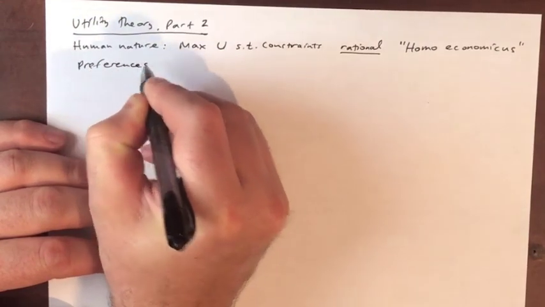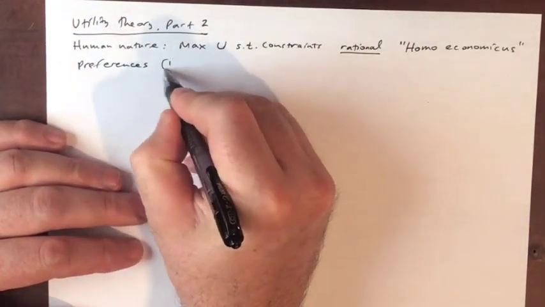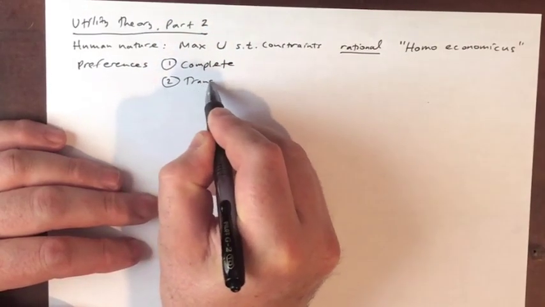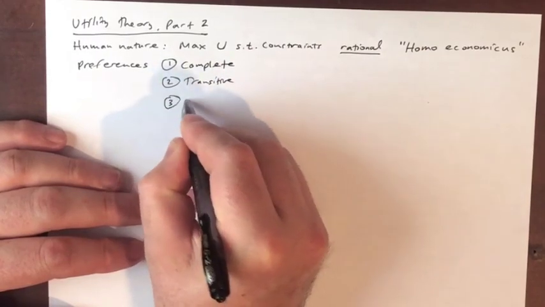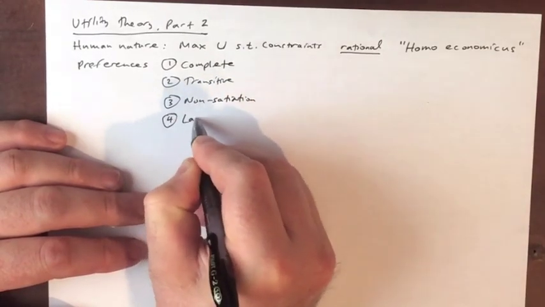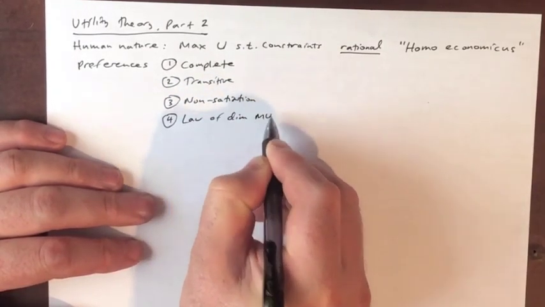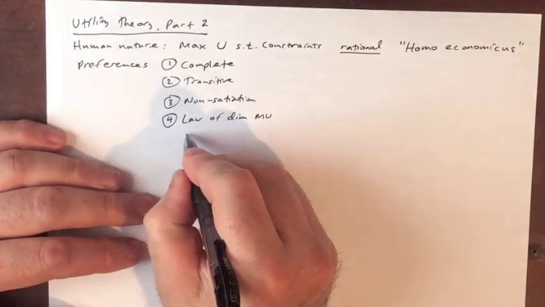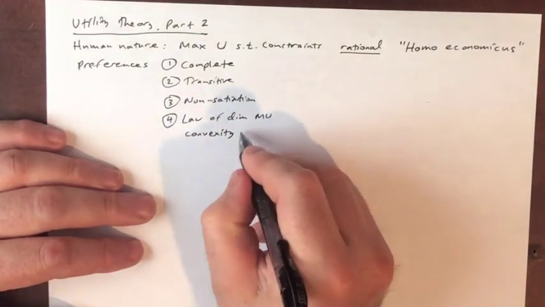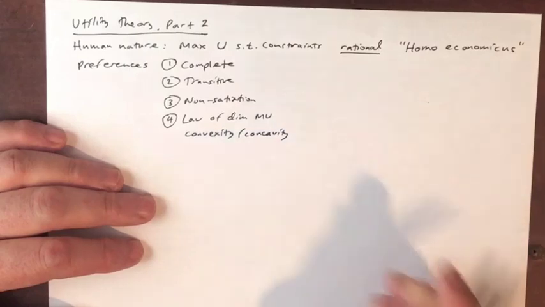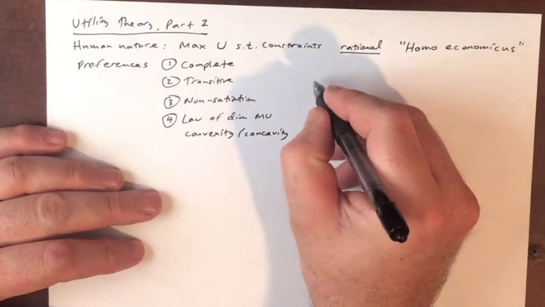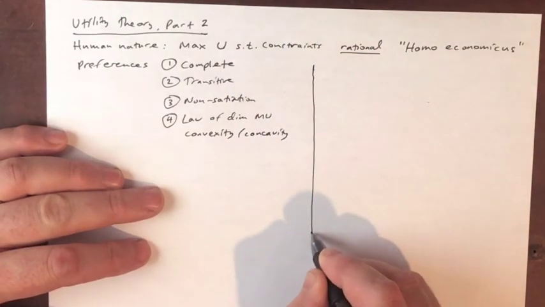Okay, like I mentioned, we assume that preferences are number one, complete. Number two, that they are transitive. Number three, that there's non-satiation. And number four, that the law of diminishing marginal utility exists. Okay, and sometimes this assumption is called convexity. I've also heard it described as concavity. It depends on which way we're looking at it. Right. What we said is these assumptions together produce an indifference curve.